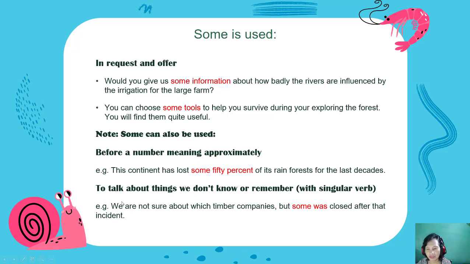To talk about things we don't know or remember, with a singular verb. We are not sure about which timber companies, but some was closed after that incident. So with a singular verb, because we don't know exactly, or we don't remember the exact number. That's why we use the singular verb here.